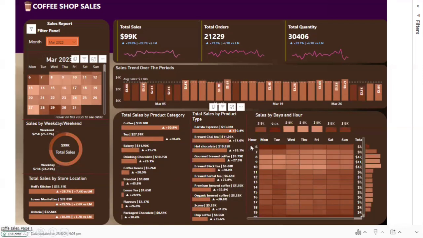And if we check here, on Monday we got a total of 13K, 12K.